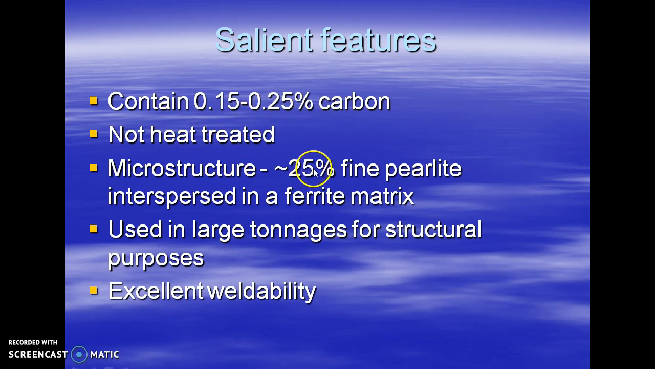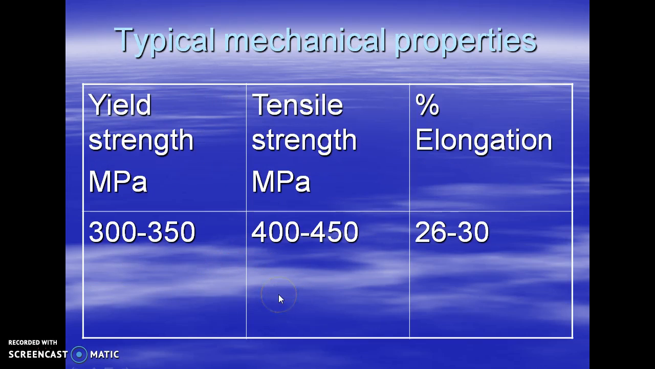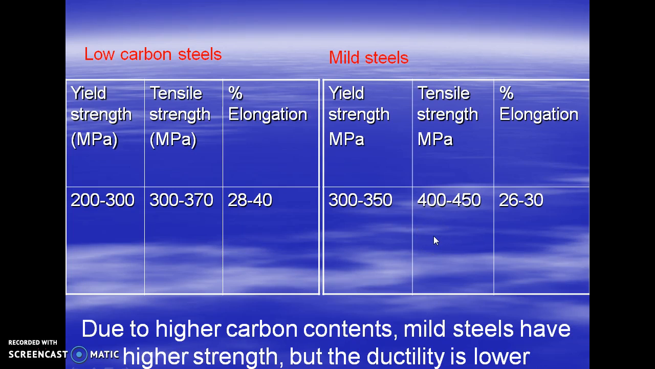The microstructure contains 25% fine pearlite interspersed in a ferrite matrix, used in large tonnage for structural purposes, and it has excellent weldability. Now you can see the strength over here and the percentage elongation also. You can see this comparison between low carbon steel and mild steel. Due to the higher carbon content, this is important, mild steel has a higher strength but lower ductility.